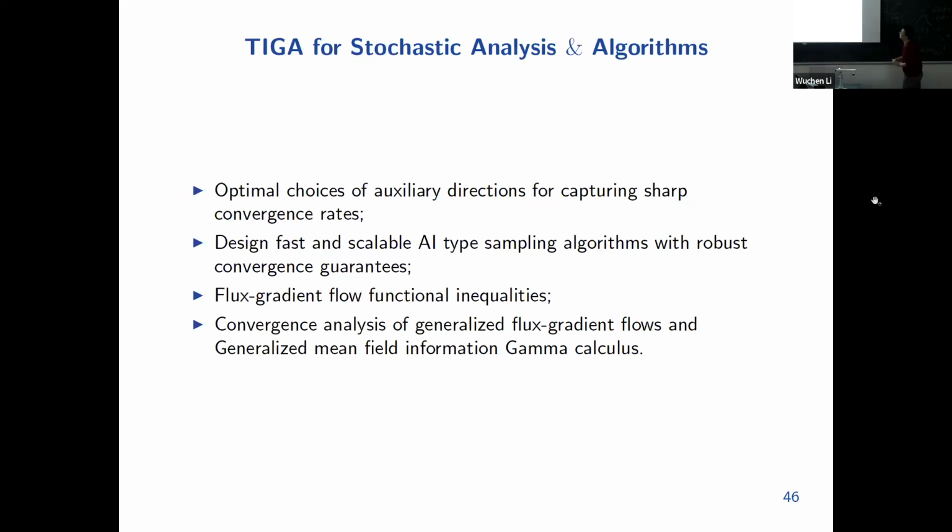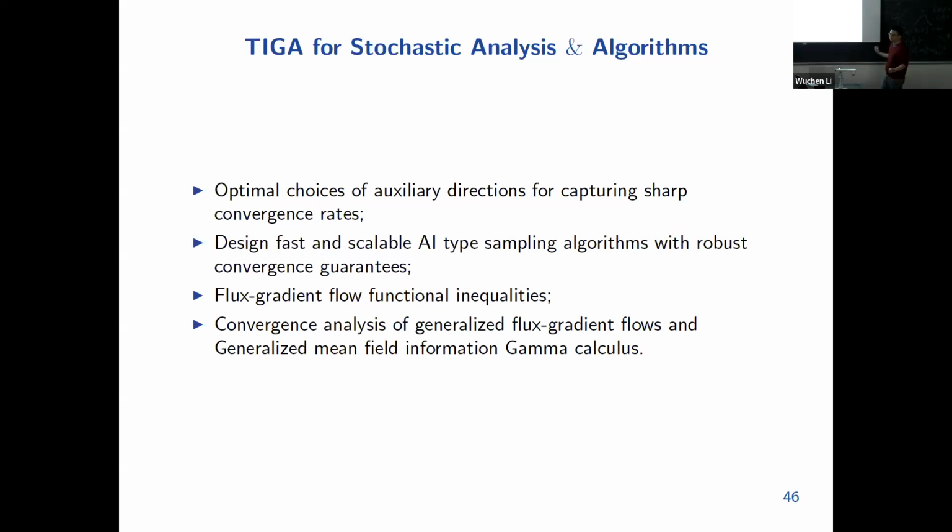Essentially I want to say it's a GAR method for stochastic analysis and algorithms. So far it's more on analysis. Right now I'm trying to use some inverse problem techniques to create some algorithms. There are several questions behind it. What is the optimal choice of these oscillatory directions? How can you pick Z? We don't know. So far we try and we see.